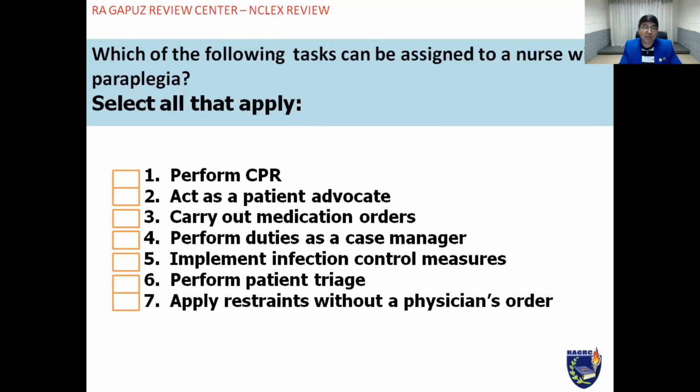Remember, a nurse with paraplegia is actually a wheelchair user. So can they perform CPR? Now, to perform CPR, you need the strength of your upper body and both your arms. Paraplegic nurses have weakness on the lower extremity. So definitely they can still perform CPR. Can they act as a patient advocate? Yes, they can. Can they carry out medication orders? Yes. Can they perform duties as a case manager? Yes. Can they implement control measures, infection control measures?